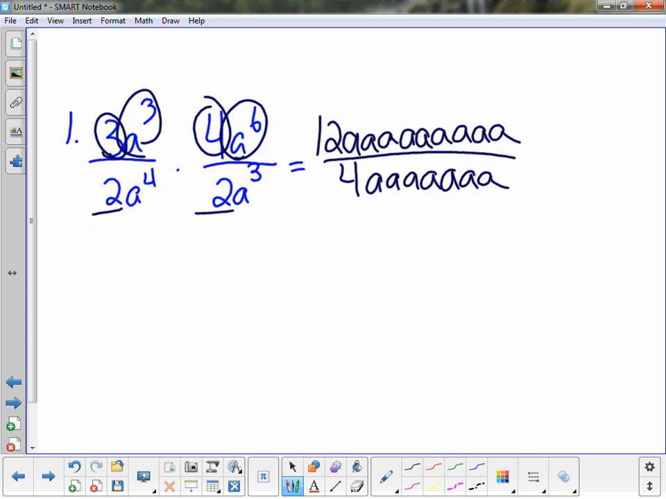So now I want to go through and cross things out. One of the things I noticed on your quiz is that you guys forgot to reduce a lot. So yes, you have to reduce the a's, but you also have to reduce that fraction. So right now we're going to reduce 12 divided by 4, which is 3. And now I want to cancel out as many a's as I can. I notice that I have 2 of them on top, so I'm going to have a squared.